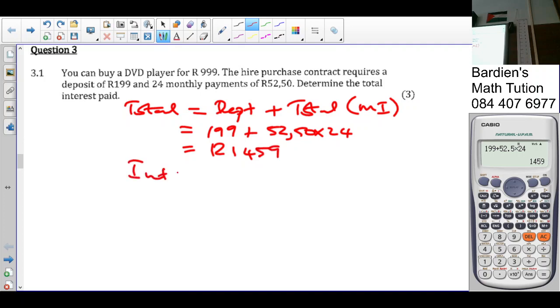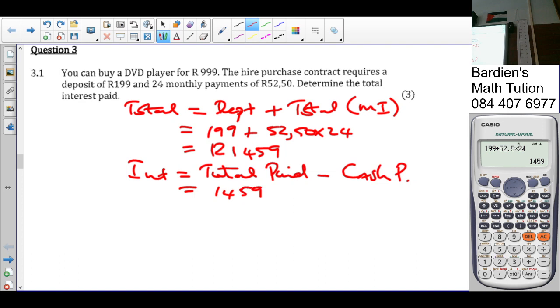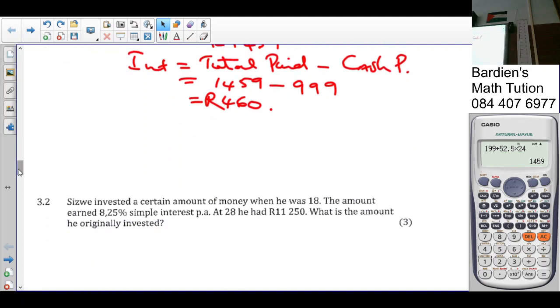How do you calculate the interest? It's going to be the total paid minus your cash price. So it's going to be 1,459 Rand minus 999 Rand. It's going to give us 460 Rand. Okay. Any confusion here? No? Next.